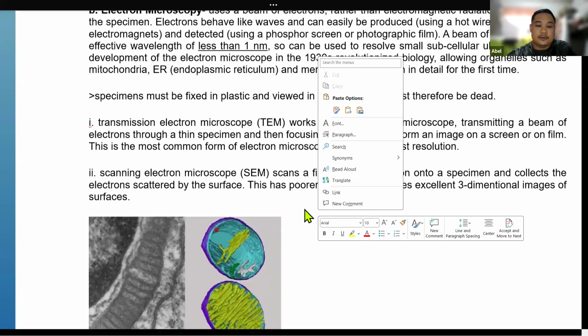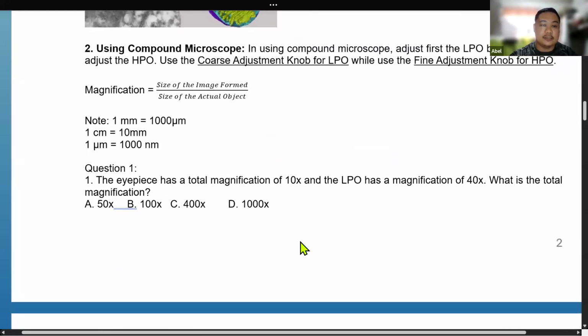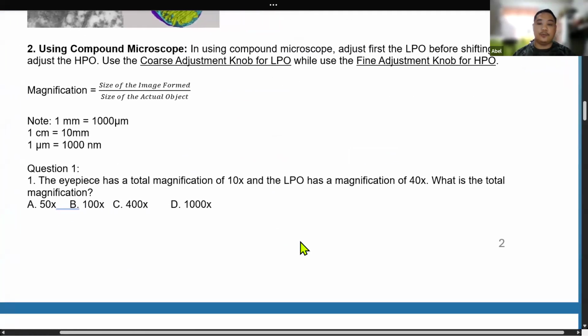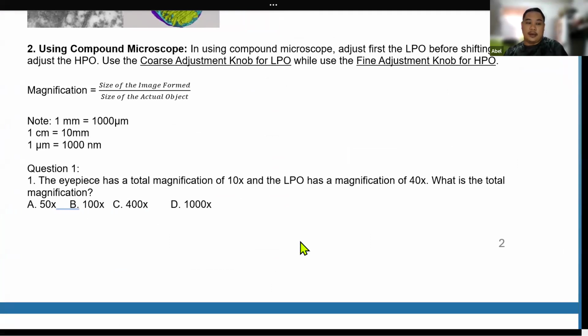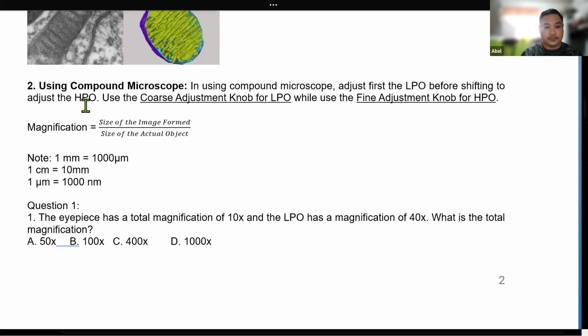Next, it's also important to discuss how to use a compound microscope. One important thing when using a compound microscope is to adjust first the LPO before shifting to adjust the HPO. It's always the LPO first, the low power objective, before the HPO. You can also watch a video on YouTube on how to use it, but what I just want to emphasize here is LPO first before the HPO.